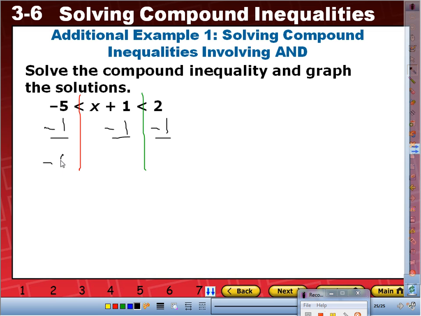This becomes negative 6 less than x less than 1. Copy that, please.